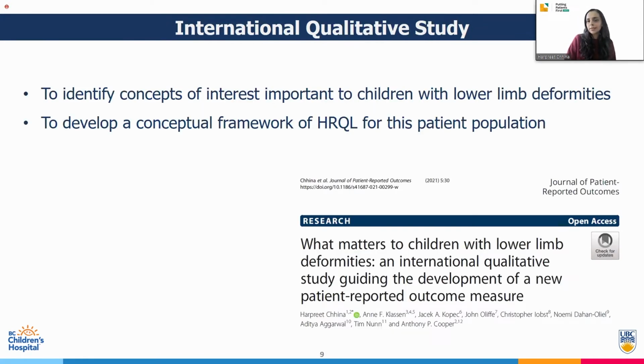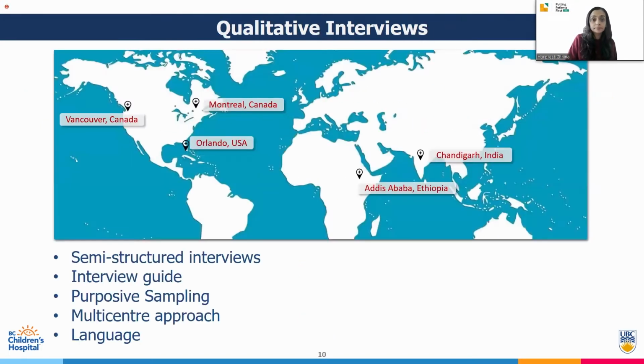Since we had already done the systematic review, our next step was to conduct the qualitative study. We conducted an international qualitative study with the aim to identify the concepts that are most important to these children. We really wanted to understand what is it that matters most to these children. And this study was published in the Journal of Patient-Reported Outcome Measures.